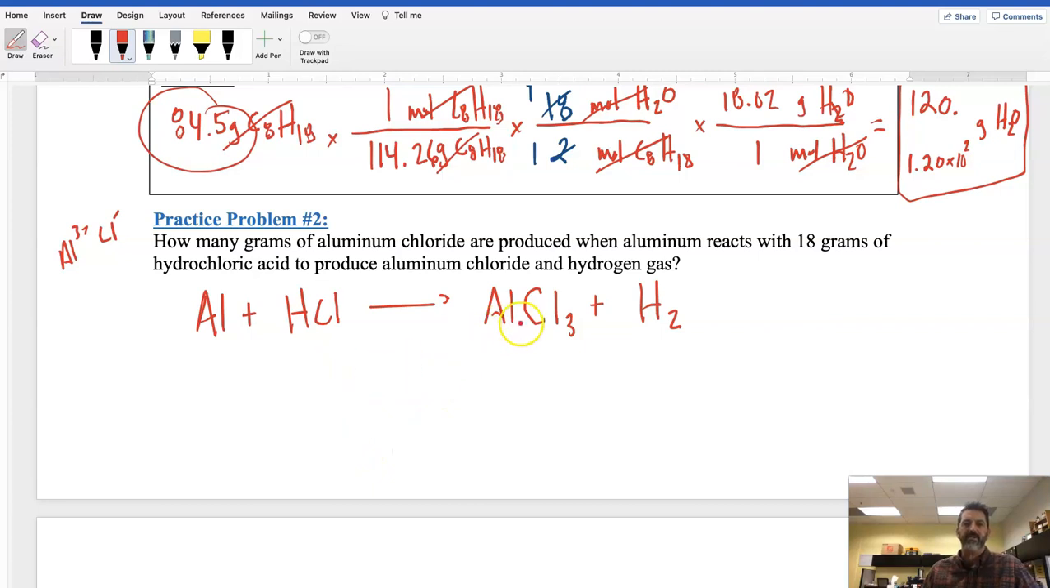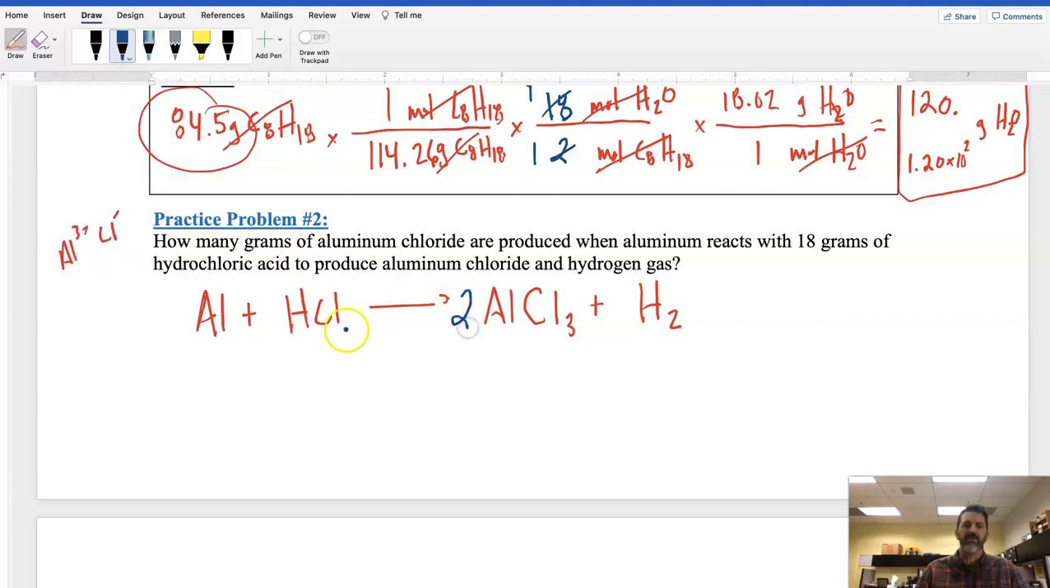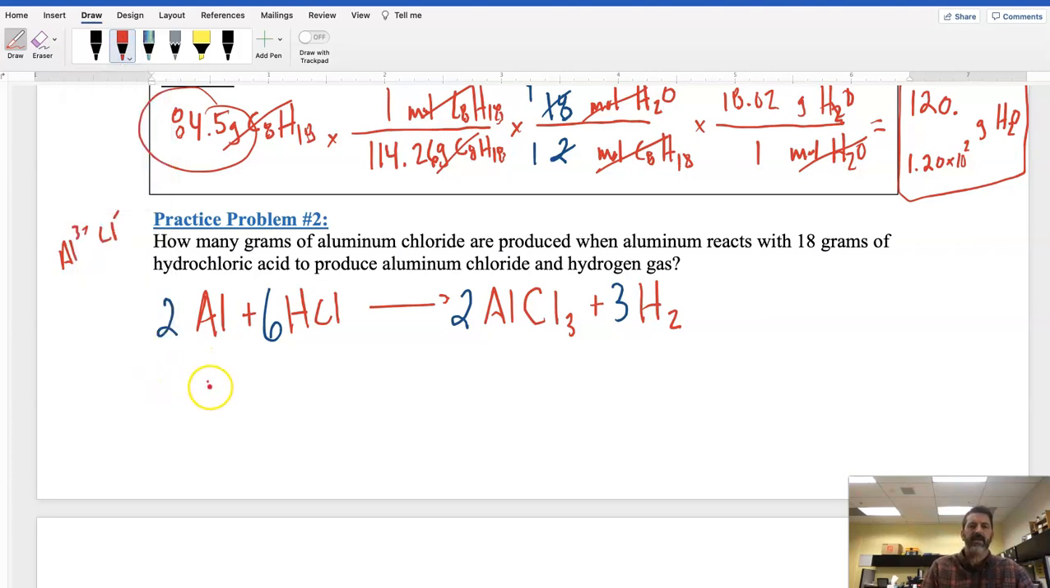Okay, if we balance these, there's a 3, so I know, and I'm going to change the color once again. So I know this is going to be a 2, so that's 6 chlorines, so I know that's going to get a 6. 6 hydrogens, which means we need 3 of these, 2 aluminums, that's a 2. So there is our recipe or our balanced equation. Okay, so that's step 1.